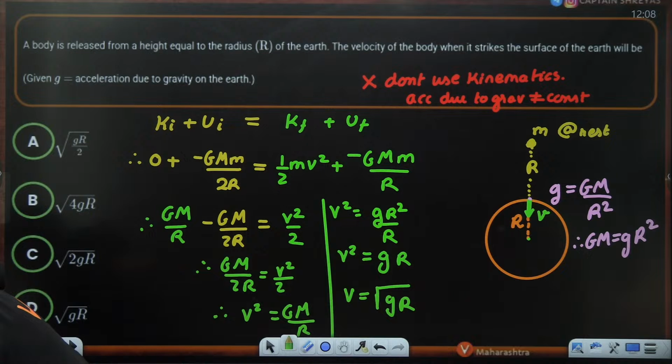Adam, Juko, Janwan, excellent, Abhishek. No, Shraddha, it won't be root 2gR because you cannot use kinematic equations. Yeah, not allowed.